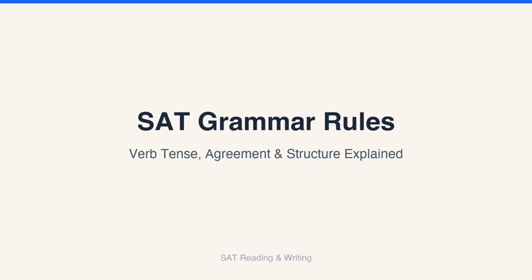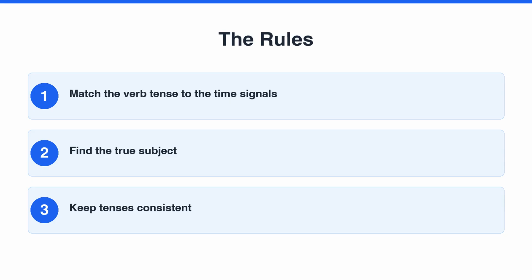The good news? They're completely rules-based. No interpretation, no gray area. If you know the rules, you get the points. Let's break down all 3. Rule 1. Match the verb tense to the time signals.